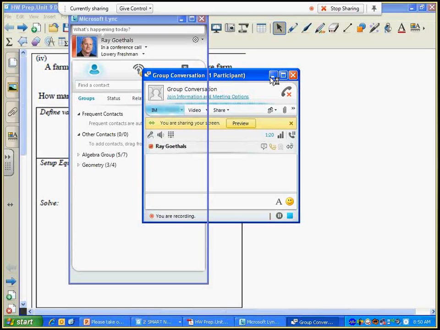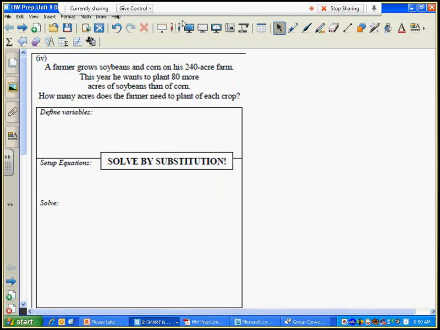Hey, homework prep, Unit 9, Day 3. We're talking about elimination now. But before we do, I want to throw you a little bone here with one of the word problems from the first side. I want to concentrate on number 4 here because you might have a little bit of difficulty setting it up. First, you want to define your variables.